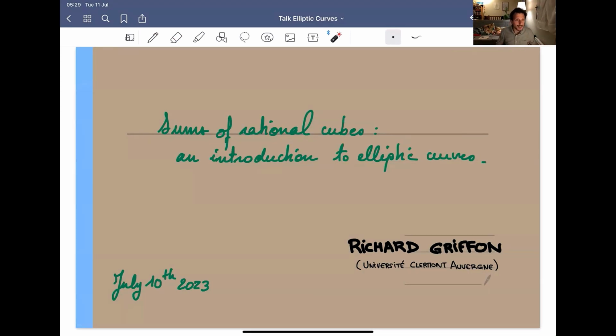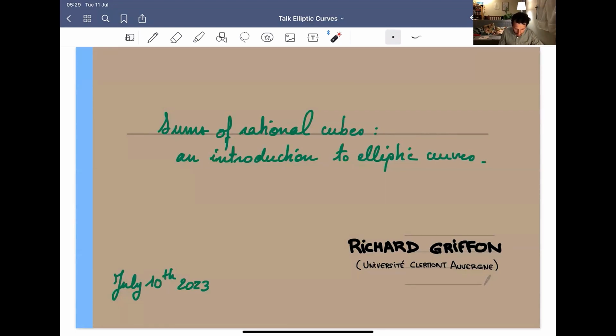As you said, my name is Richard, and my goal here in this talk is to give a gentle introduction to elliptic curves, which are one of the topics of my research. I work in Clermont-Ferrand in France, and I study number theory, but more specifically elliptic curves.